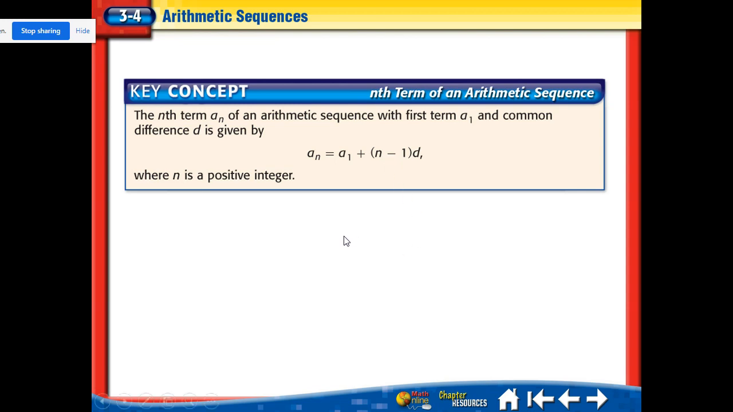Could we go ahead the other way and just keep adding them up and figuring out? Yeah, but that could take a while. What if I want the 100th term? This makes it a lot easier to go ahead and do that.